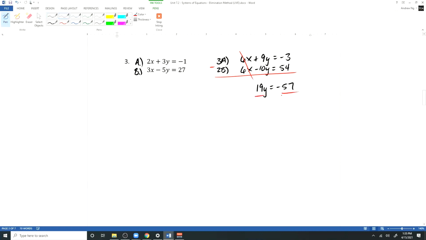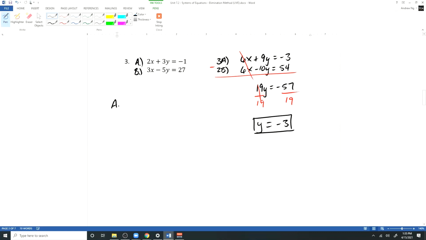Divide both sides by 19. And -57 divided by 19 is going to be -3. So y equals -3. Once you know one of the variables, go ahead and plug it into one of your original equations. So either equation A or equation B, doesn't matter.